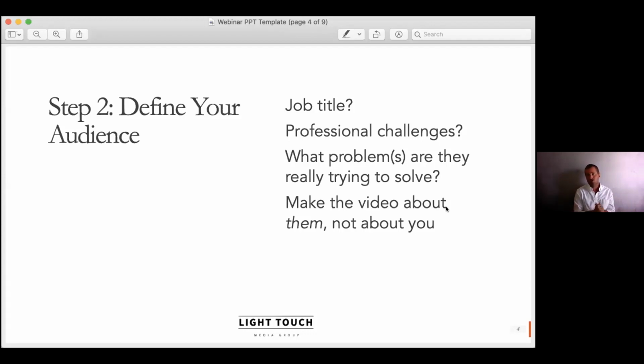And on the other hand, you don't want to use so much technical jargon and corporate speak that the audience just feels like you're not really saying anything. You want to be very direct and specific, but you really want to be talking to that very particular audience. So what is their job title? Literally, you can name it out on a legal pad or type it up in a document. What are the job titles of our ideal audience for this video? And then what professional challenges are they facing? What problem or problems are they really trying to solve?